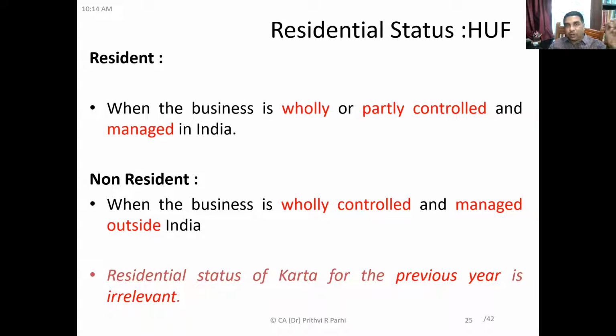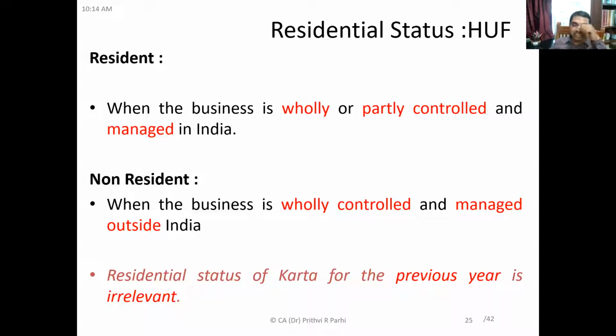So how to know the residential status of an HUF? We need to know where the business is controlled from. Even if 1% control is from India, then it is resident. Because what the provision says is, if it is wholly or partly controlled and managed in India.